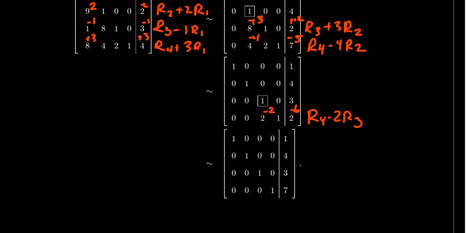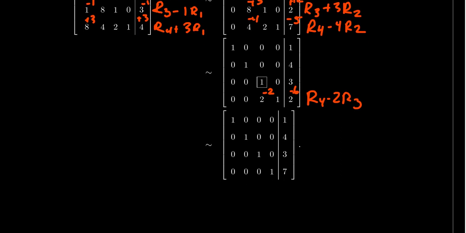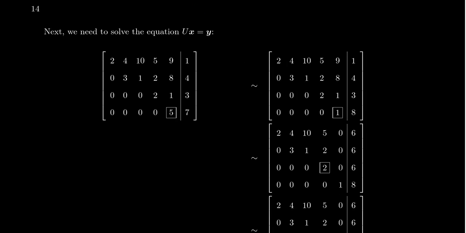And so with very little effort, we're able to solve this system of linear equations because it's in this lower triangular form. Notice what we've discovered here is that y equals the vector 1, 4, 3, and 7. All right, so we found this intermediate solution. We then are going to solve the system Ux equals y.